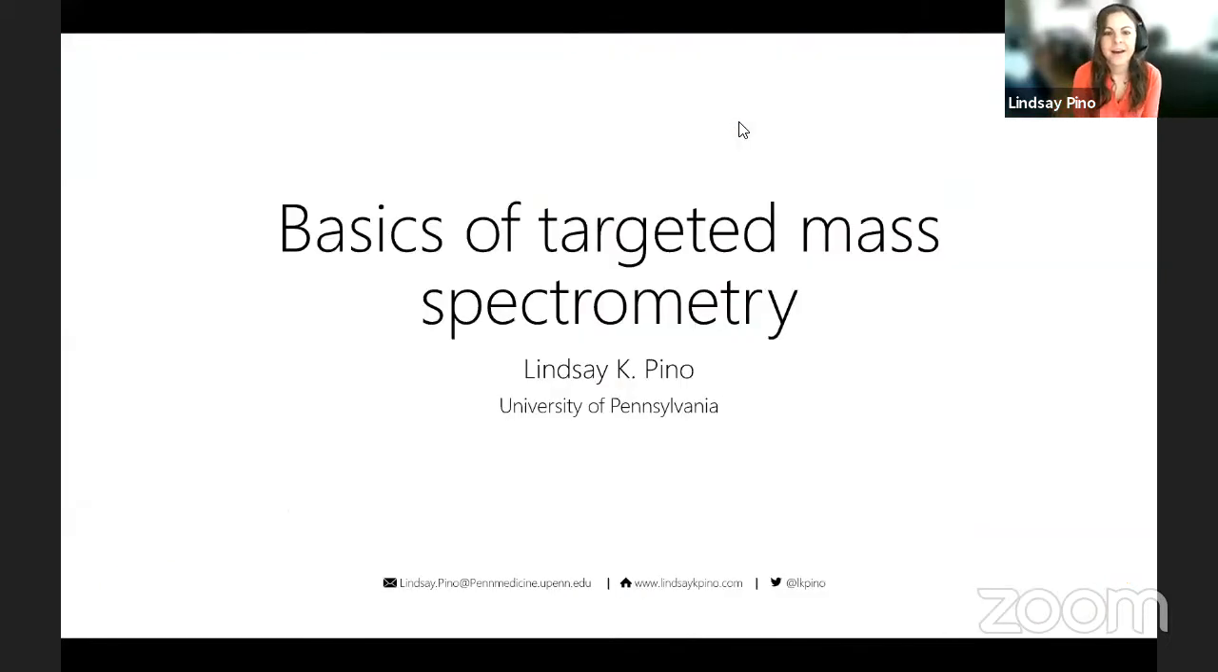The way this first workshop is going to be structured, I'm going to give a little bit of background in targeted mass spectrometry. This will be a lecture format for the first half of the workshop today. And then after this short lecture, we're going to be getting hands-on with Skyline.